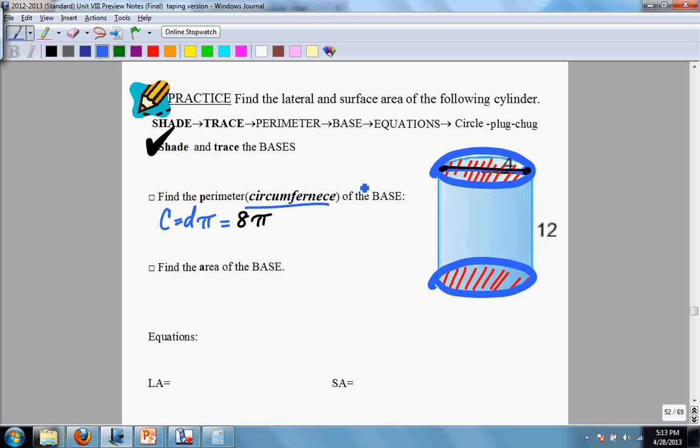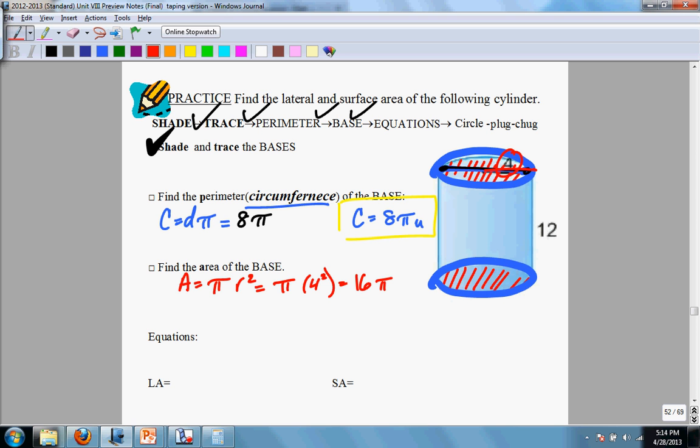So put this in the margin. You're going to need it. Your circumference is 8 pi. It's just units. Box that. You're going to need it. Shade, trace, perimeter, base. Now we're going to find the area of the base. Area equals pi r squared. In this case, it's pi 4 squared, 4 being the radius. So our area is 16 pi units squared.